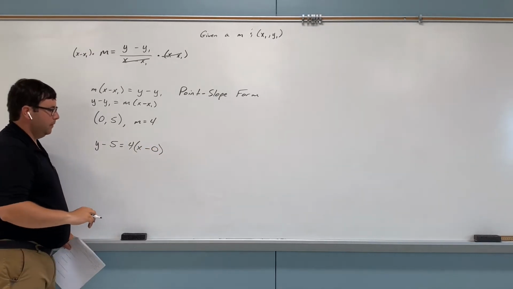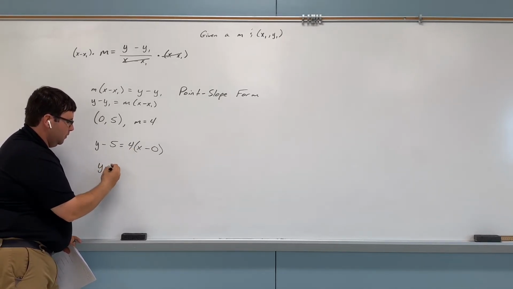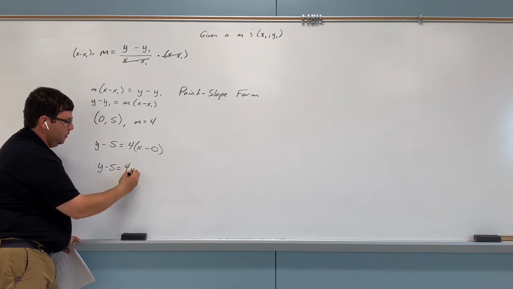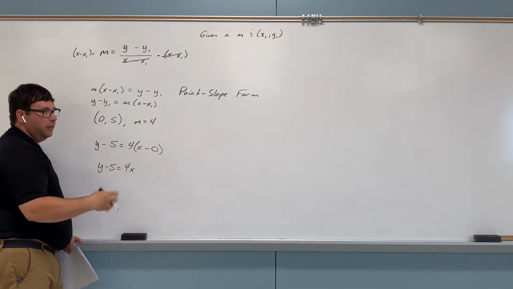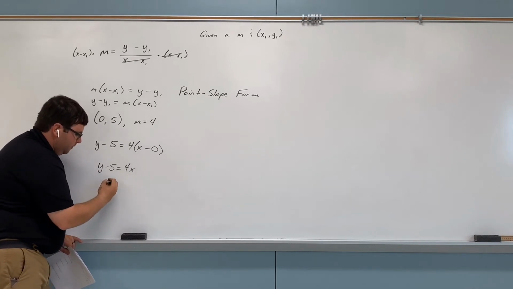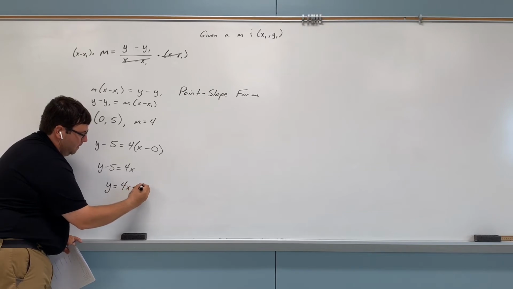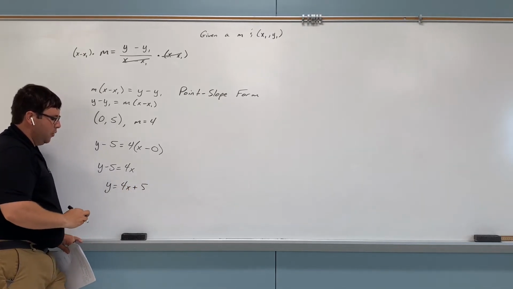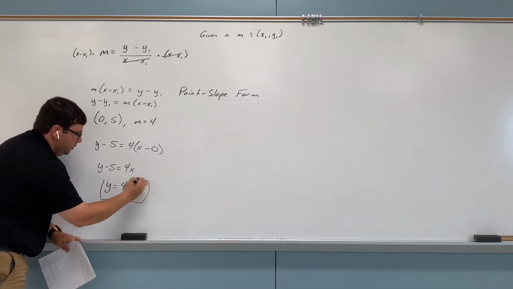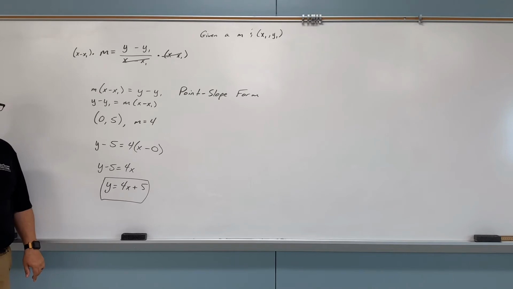Okay. Go ahead and distribute here. Four times 0 is 0, so I didn't bother writing it. Add your 5 over. And you have your equation for the line that passes through 0, 5 with a slope of 4.